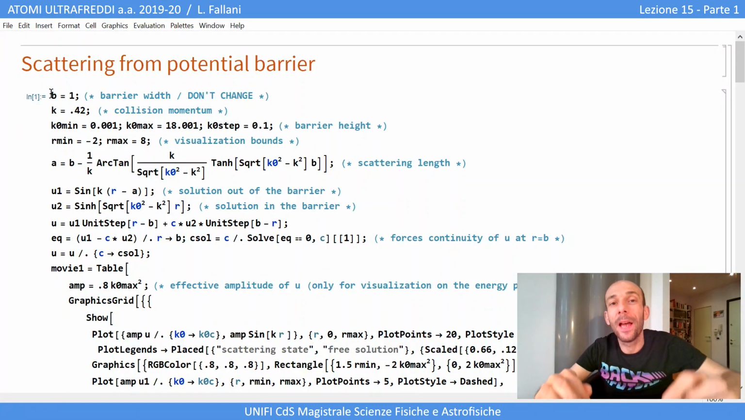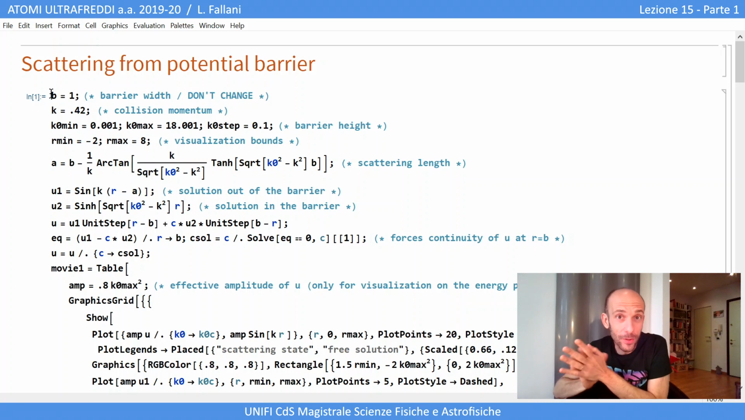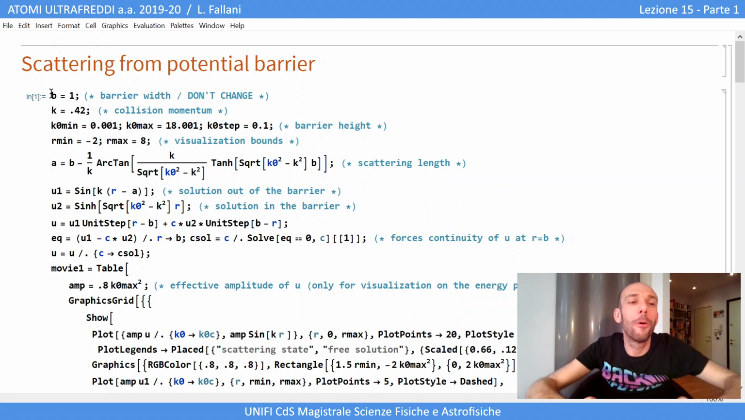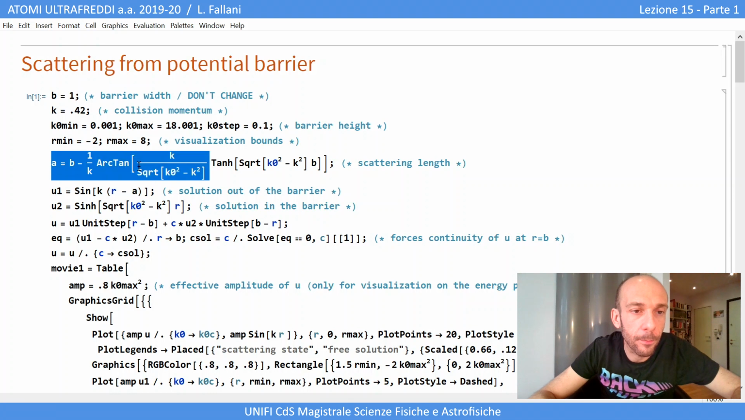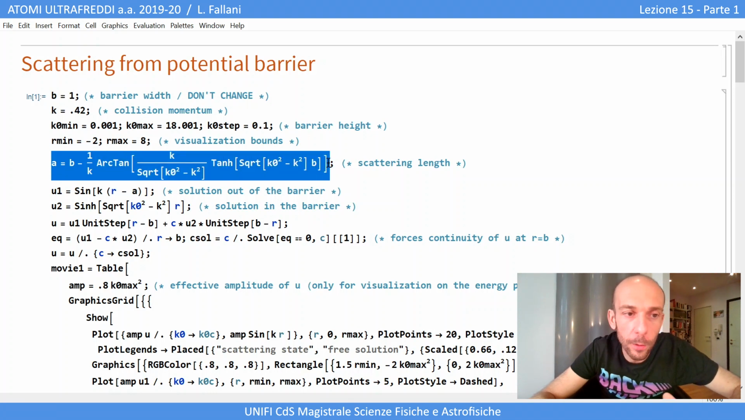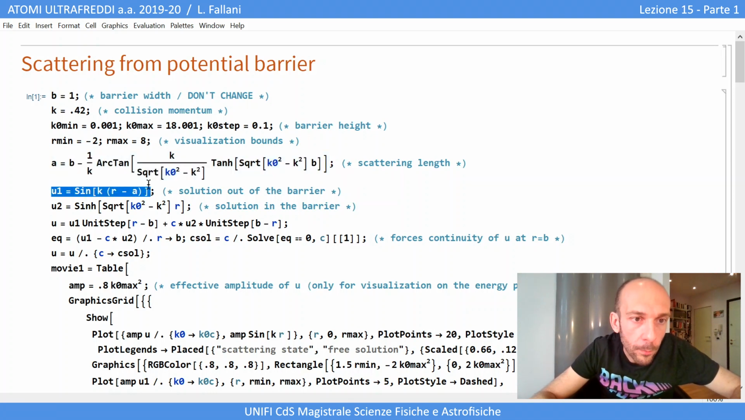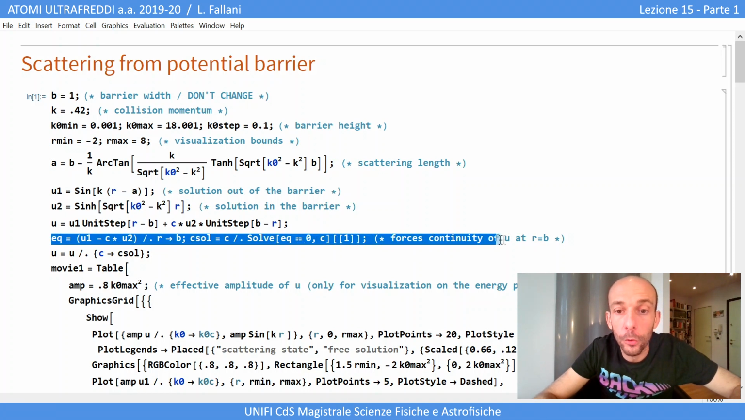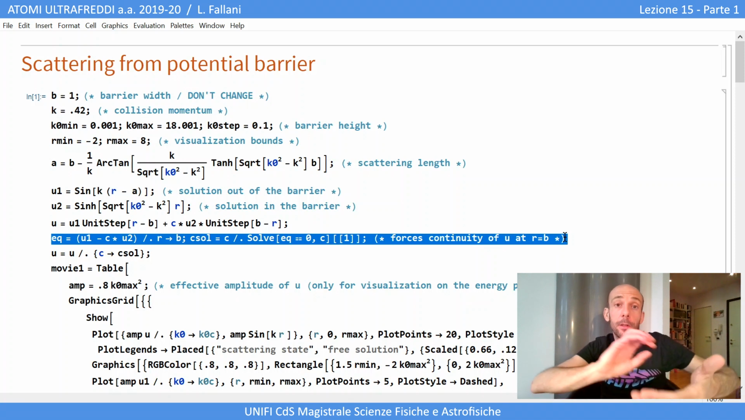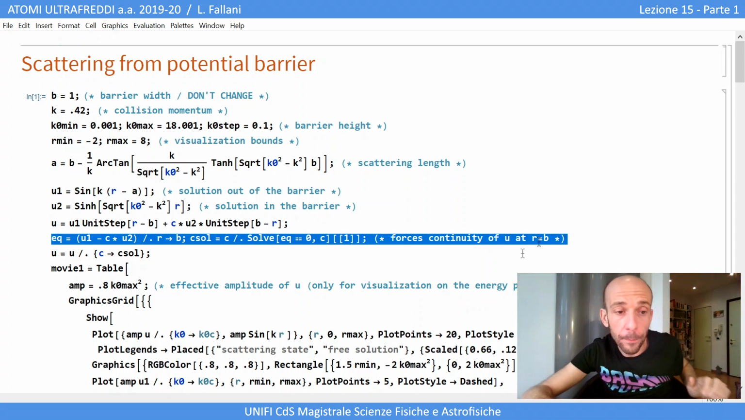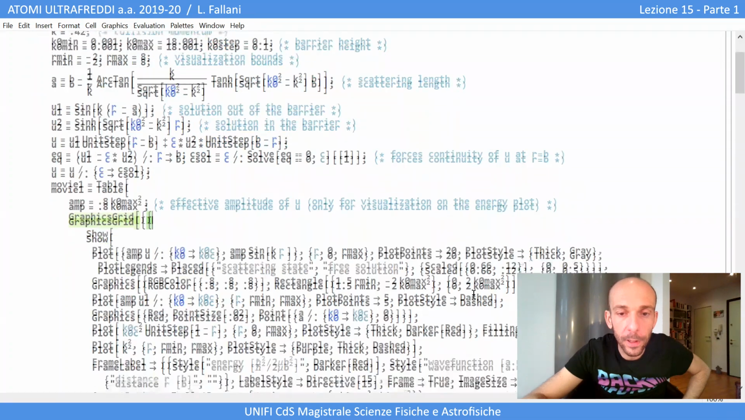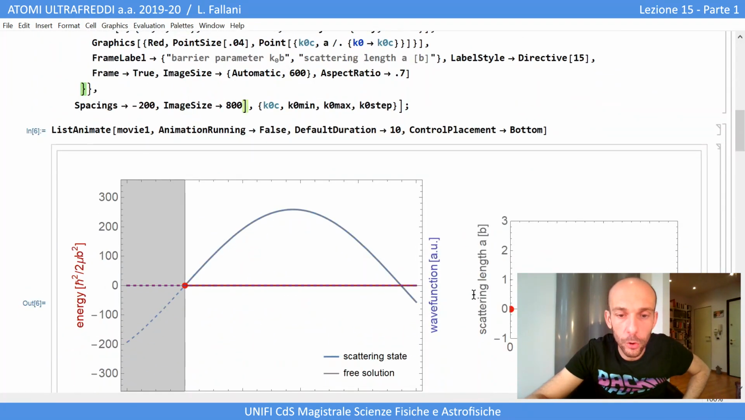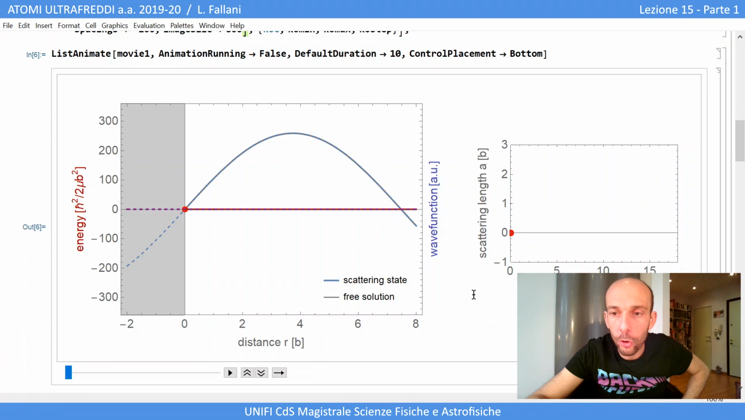That's it. And these are basically the same equations that were on the whiteboard before. And so we have the parameter a with the solution that we have given. So we have the two expressions for the wave function, one is the sine, one is the hyperbolic sine. And then we have the condition of continuity of the wave function for r equal b. And so I can give you a visualization of the solutions in the following way. So what will you see here?